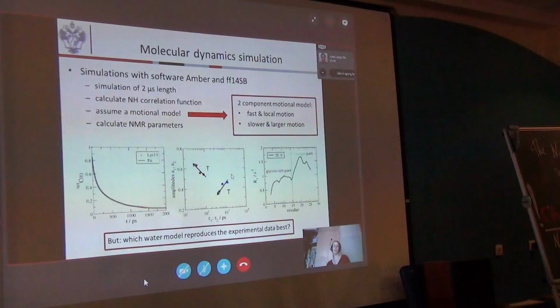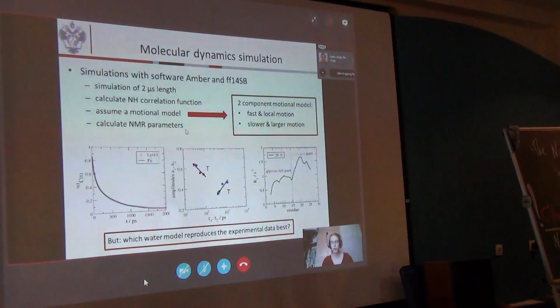Now we perform molecular dynamic simulation of the same molecule in a box of water. The simulations were performed with the software Amber and in the force field, which is relatively new, force field FF14SB. All simulations had a length of 2 microseconds, and from the simulations we can calculate the correlation function of the backbone nitrogen-proton vector. From this correlation function, it's possible to calculate the NMR parameters.